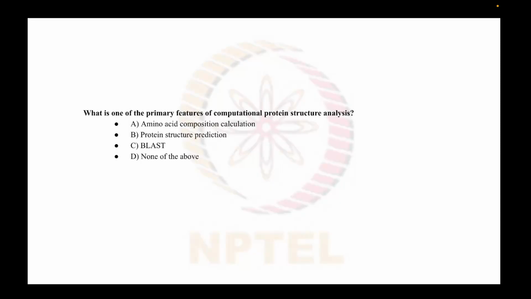So here I have a question: which is one of the primary features of computational protein structure analysis? Is it calculating amino acid composition, protein structure prediction, or BLAST, that is, the Basic Local Alignment Search Tool, or none of the above?